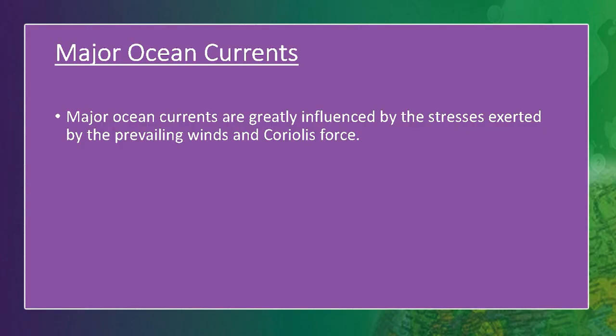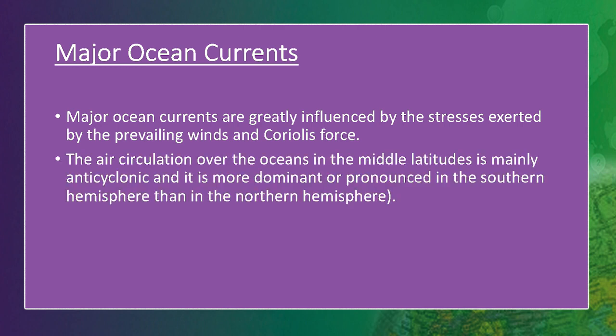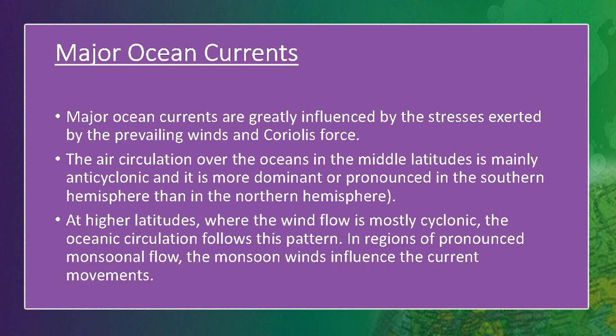Major ocean currents. Major ocean currents are greatly influenced by stresses exerted by the prevailing winds and Coriolis force. The air circulation over the oceans in the middle latitudes is mainly anticyclonic, and it is more pronounced in the southern hemisphere than in the northern hemisphere. At higher latitudes, the wind flow is mostly cyclonic and ocean circulation follows this pattern. In regions of pronounced monsoonal flow, the monsoon winds influence the current movements in the oceans.